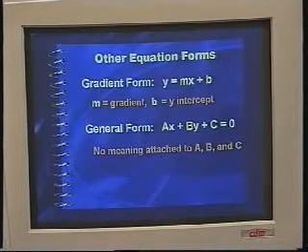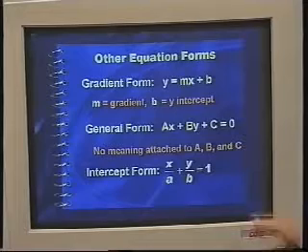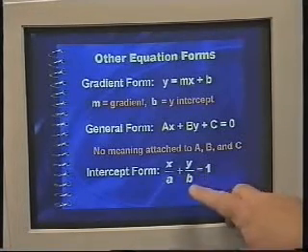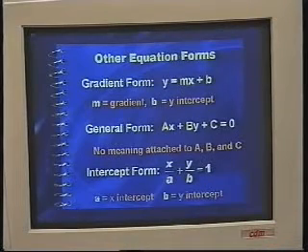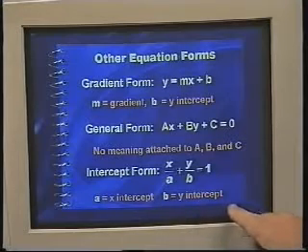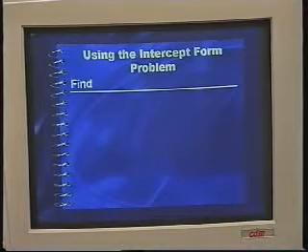There is a third way, and that's called the intercept form, and that's quite interesting. Then you write the line as x over a plus y over b equals 1, and you'll find that the little a and b are respectively the x-intercept and the y-intercept. Let's do an example on that last one.